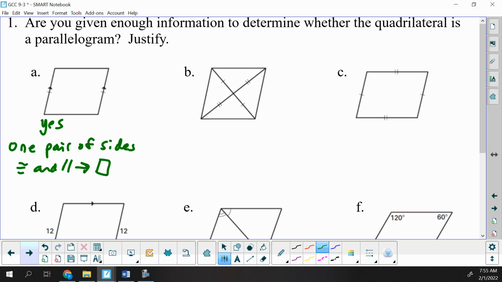And notice it's got to be the same pair of sides congruent and parallel. You can't have like the left and right be congruent and the top and bottom be parallel. That would not work out. It's got to be the same pair of sides congruent and parallel.